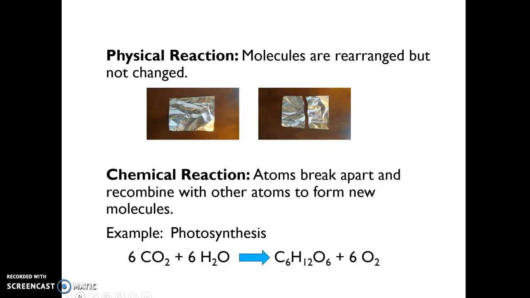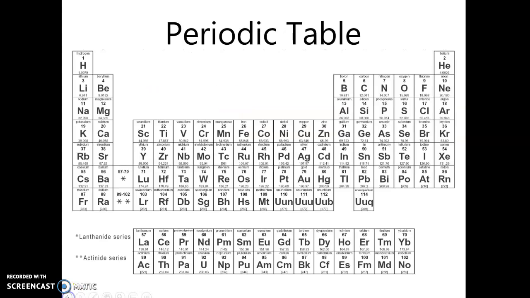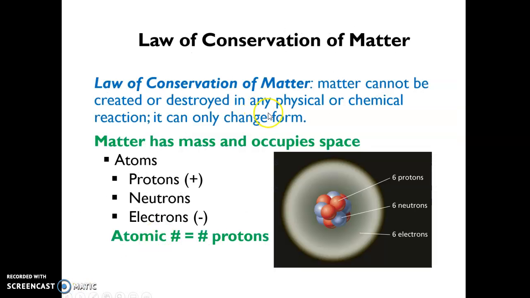Okay, at the beginning of the definitions, let's go back to that real quick. We had: matter cannot be created or destroyed in any physical or chemical reaction. It can only change form. So next we're going to look at what a physical reaction is, what a chemical reaction is, and then we'll look at how it can change form.